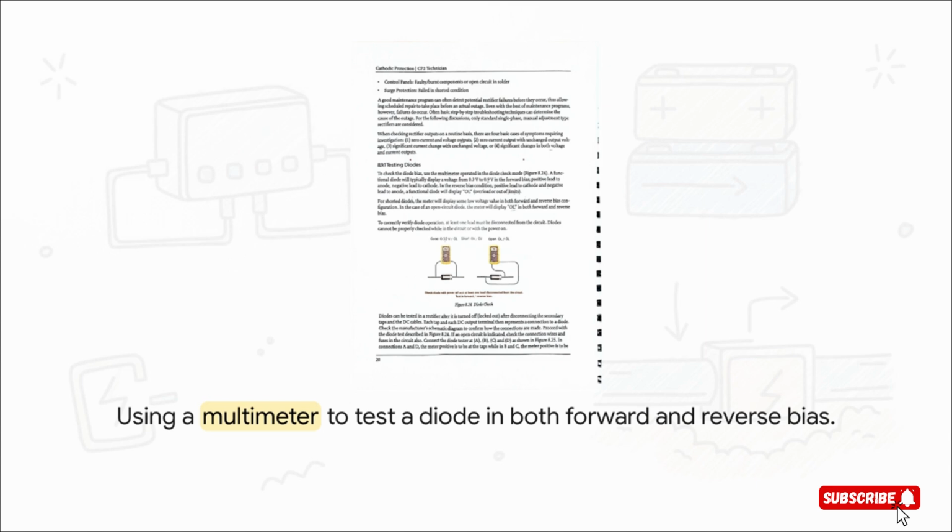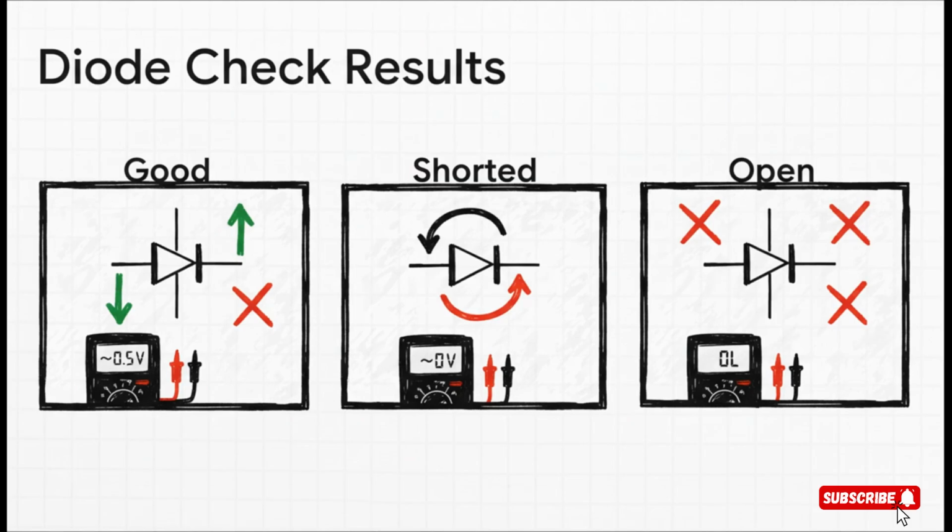So one of your very first checks is to test those diodes. And I can't stress this enough, after you make absolutely sure the power is off and locked out, you can test them with a multimeter just like you see here. So what are you looking for on your meter?